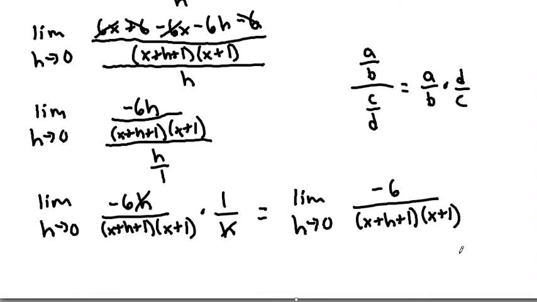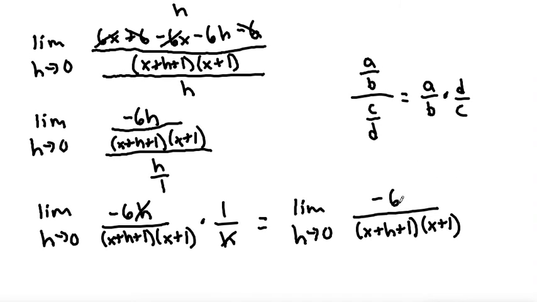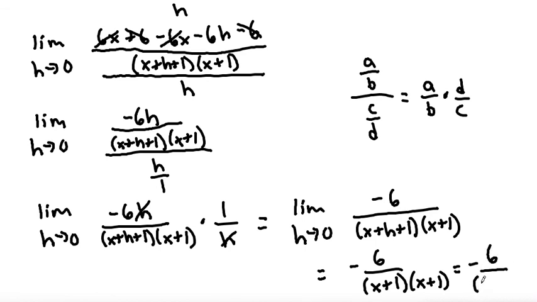And we can finally now do that substitution of making h equal to 0. And this is the step where we don't have to keep writing that limit, because once we do the substitution of h is 0, then we can just drop the limit. We can make that negative 6 over, the h goes to 0, so it would be x plus 1, and then times another x plus 1, which we can write as the x plus 1 in the denominator being squared. So negative 6 over x plus 1 squared, and that would be our derivative.